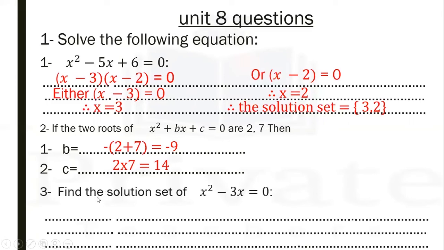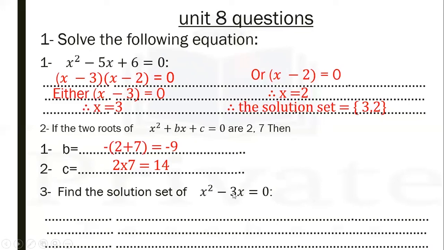Question number 3. Find the solution set of x to the power of 2 minus 3x is equal to 0. As I told you, we always factorize the left side here. x to the power of 2 minus 3x is equal to 0. And be careful, don't start solving unless the equation is equal to 0. Unless the equation is equal to 0, you cannot find the final answer.